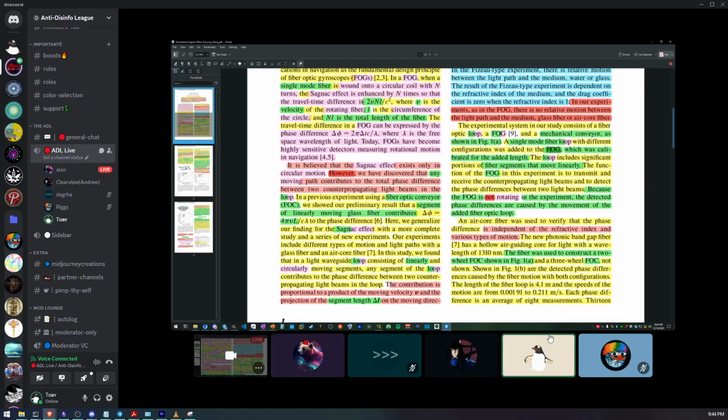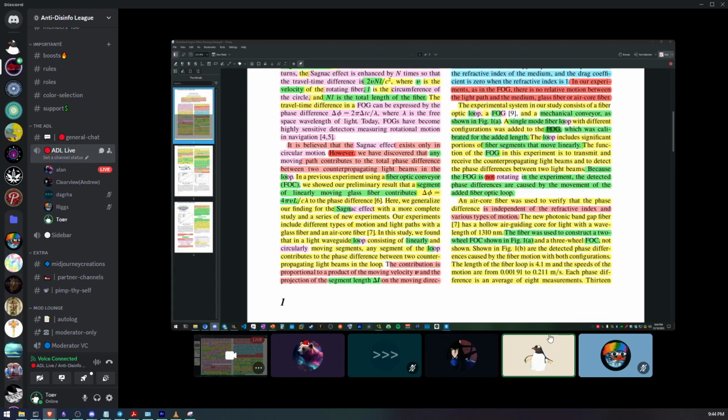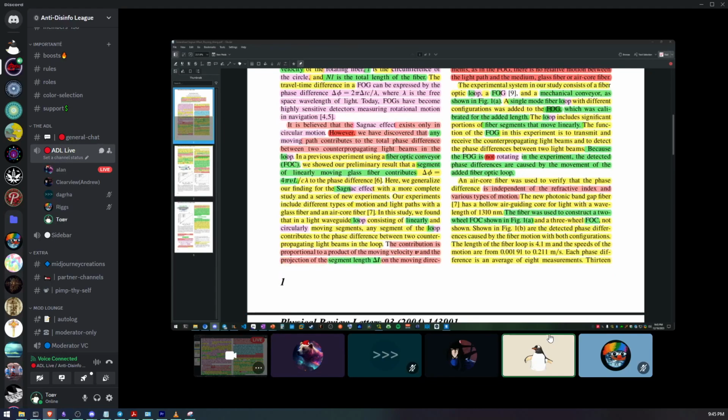Okay, so now let's see if we can get to where it talks about how they move the whole thing. An air core fiber was used to verify the phase difference independently of the refractive index and various types of motion. The new photonic band gap fiber has a hollow air guiding core. The fiber was used to construct a two-wheel FOC. FOC stands for fiber optic conveyor. And a three-wheel FOC.